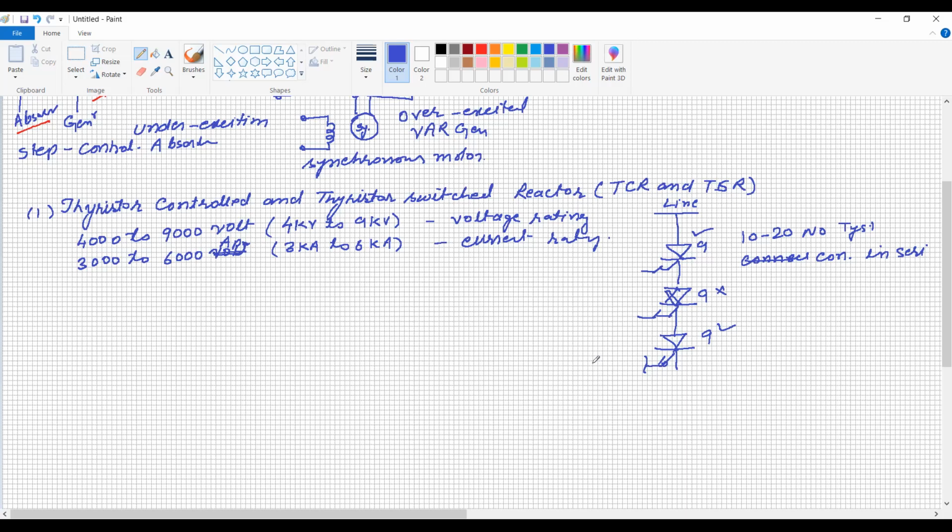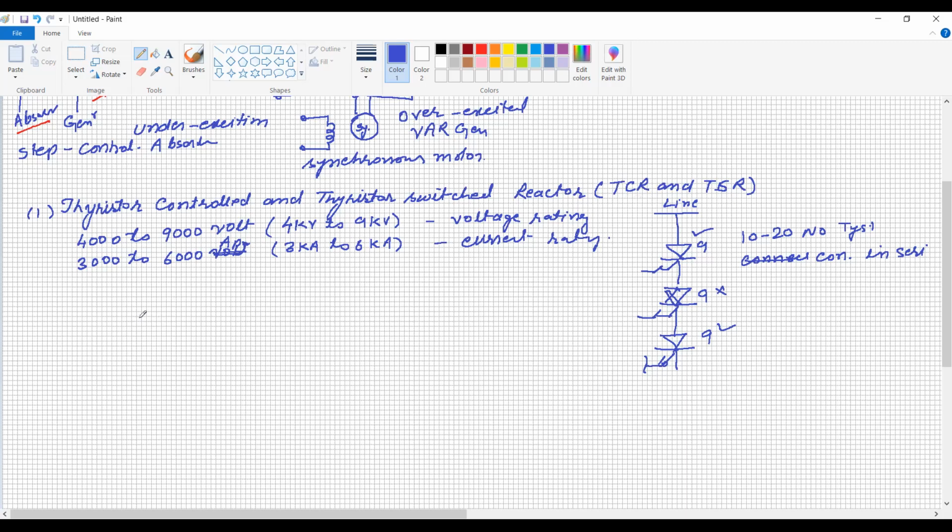Now, the second point is that the current in the reactor can be controlled from its maximum, when the thyristor becomes closed, to zero when the thyristors are open. This we can do by using some delay angle. So current conduction can be controlled either in a switching manner or in a step manner.